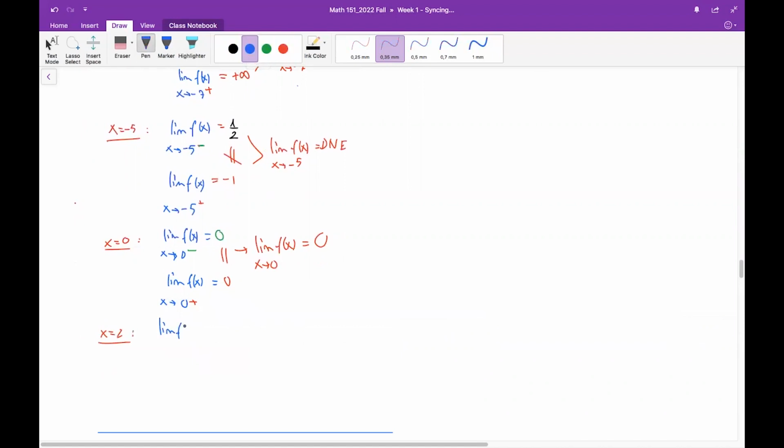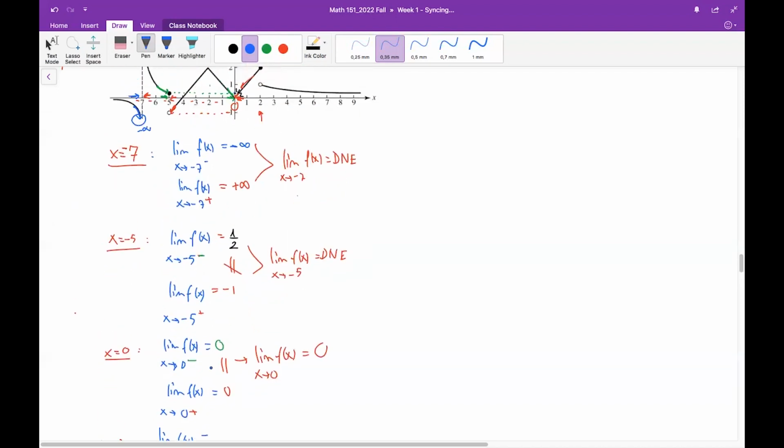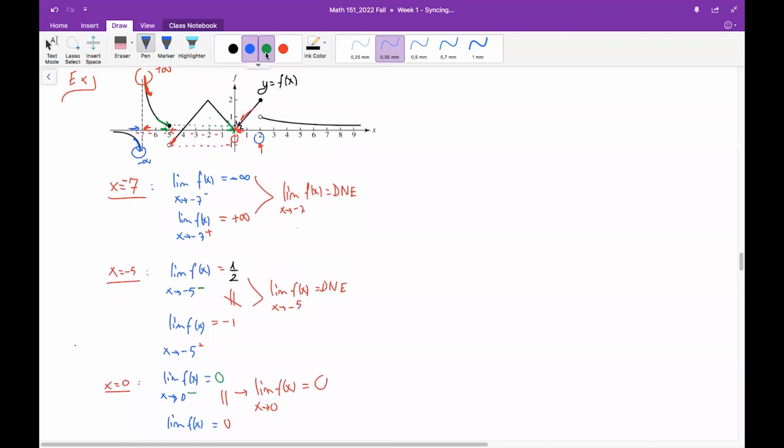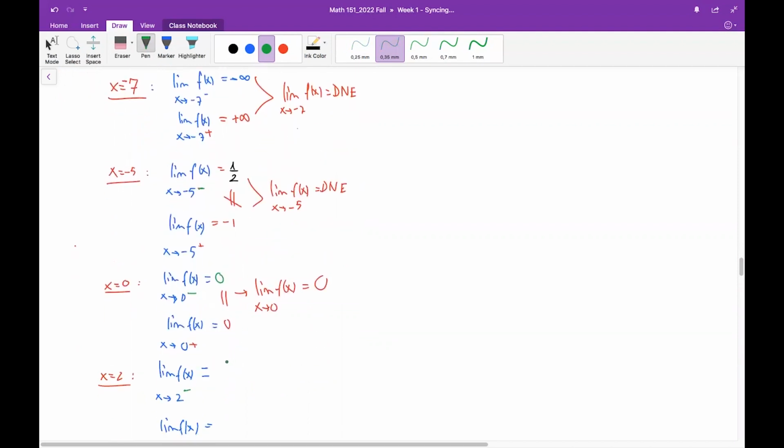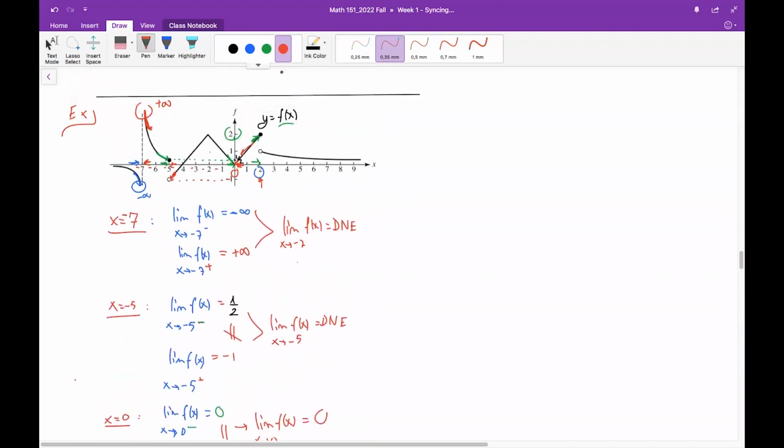So limit of our function, f of x as x goes to 2 from left and from right. Let's try to understand these one-sided limits. Okay, the point 2 is here, and from left, what happens? You see, if I get closer and closer to the point 2, the values of your function are getting closer and closer to this value 2. That's why the left-hand side limit is 2.